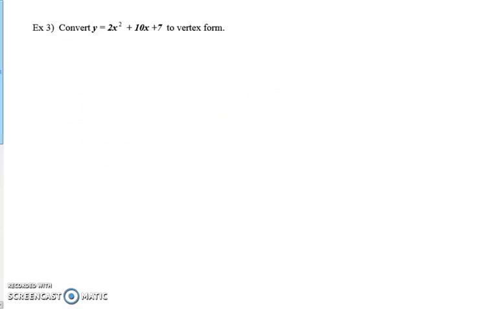Okay, for example 3. Now we're going to convert y equals 2x squared plus 10x plus 7 to vertex form. So notice this is standard form, and I want to go to vertex form, which is y equals a times (x minus h) quantity squared plus k. Now, in order to go to vertex form, I need to know what the vertex is. So I'm going to do x equals -b over 2a to find the x value of my vertex.